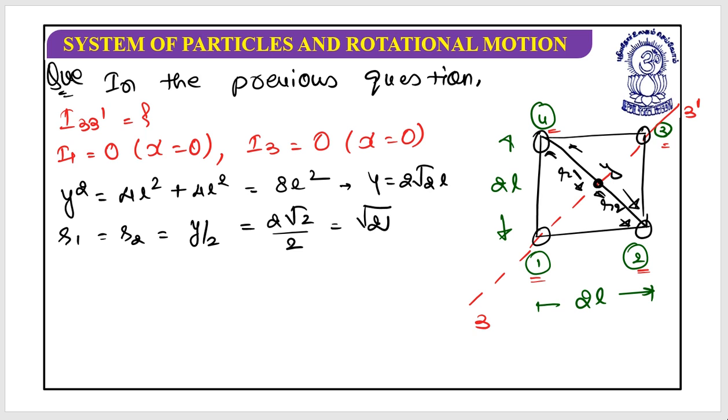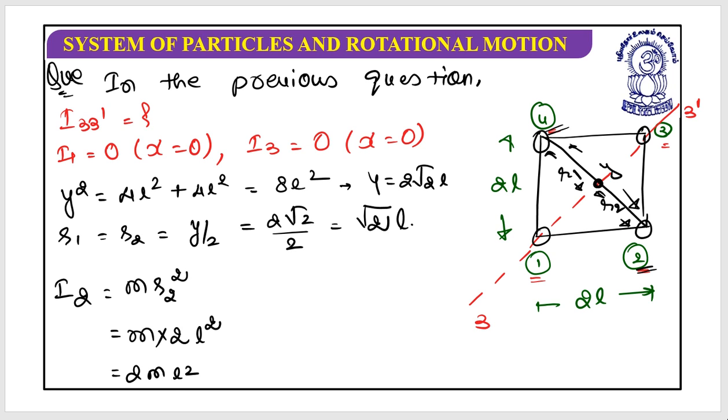So let's find the remaining parts, the remaining masses, because two are going to be rotated, and when these two are rotated, this I2 could be written as m into r2 square. It's the perpendicular distance from the rotational axis. So this is equal to m into r2 square, which is root 2 L. So this is 2ml square. I hope this is clear.